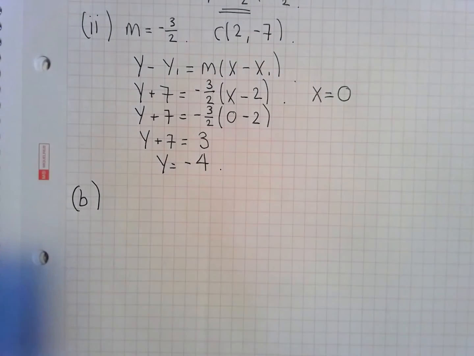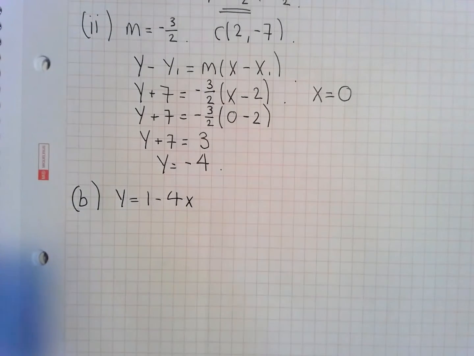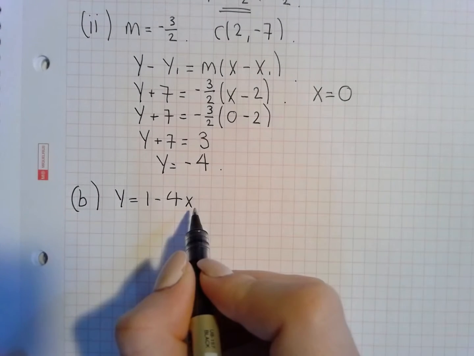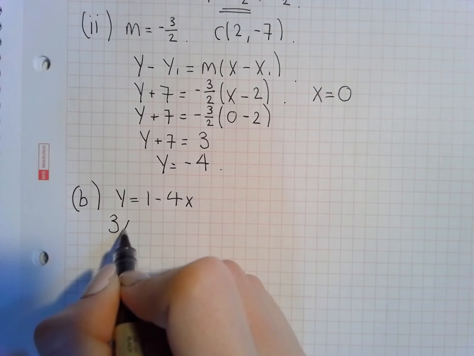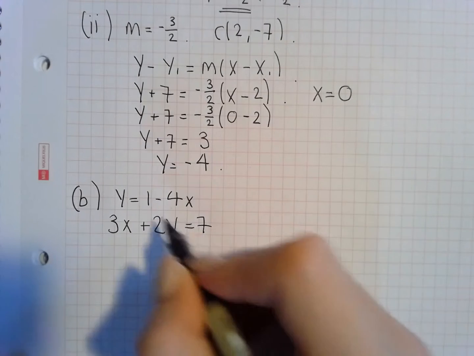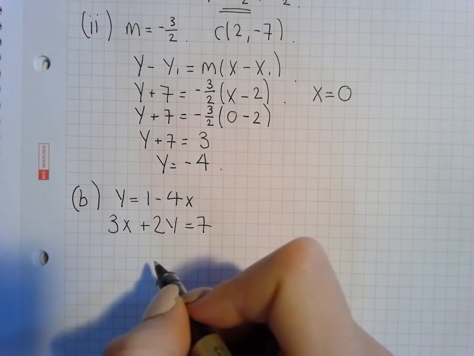But part B, the line with the equation y equals 1 minus 4x intersects the line AB at the point A. Find the coordinates of A. So we know that this line intersects this line at the point A. So both lines go through A. So to find the coordinates of A, we need to solve these two equations simultaneously.